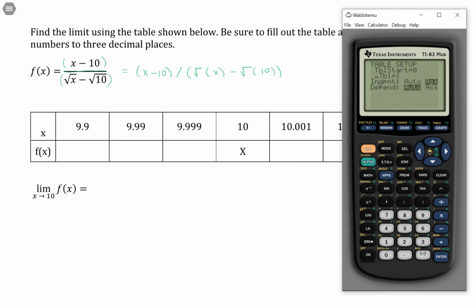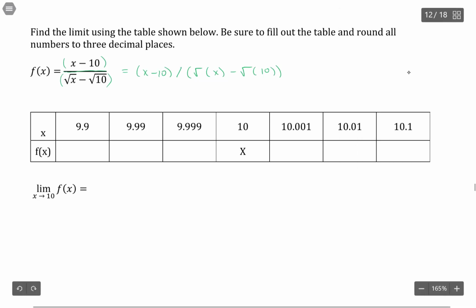Now just make sure your table settings are right. You want your independent to ask, your dependent to auto. Go on into your table. Any values you don't need that are already there, just delete those. And as you type in values for x, the corresponding y values will show up. So this says to 3 decimals, so 6.309.